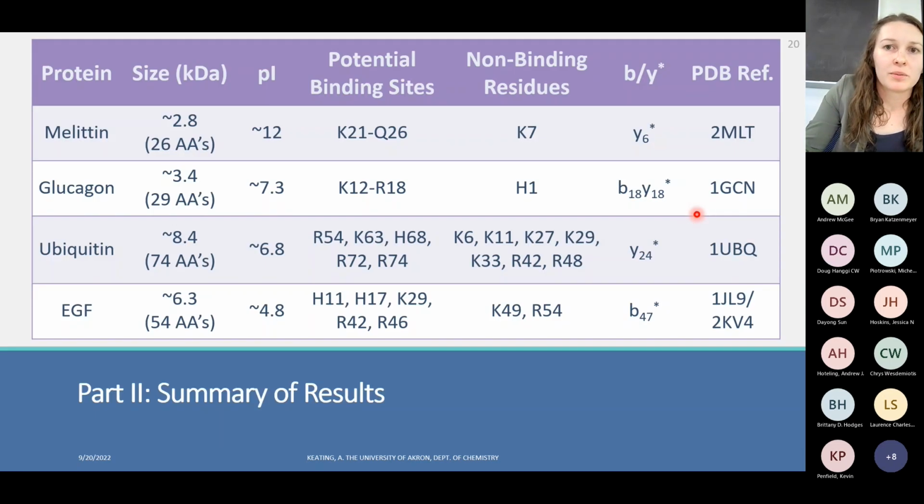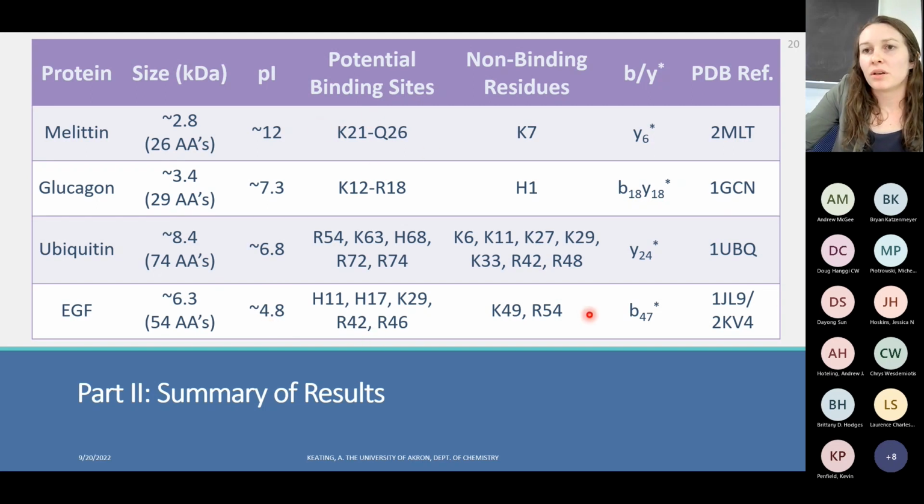So ultimately, the summary of what we've done so far is looked at melatonin, glucagon, ubiquitin, and the epidermal growth factor. So these are proteins ranging from 2 to 8 kilodalton, and then isoelectric points ranging from pretty basic, a PI of 10, down to acidic 4.8. And so the potential binding sites are indicated here.